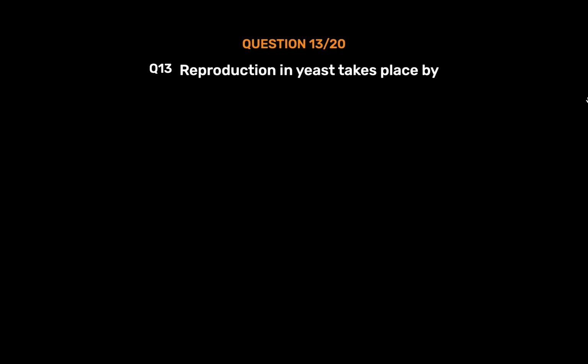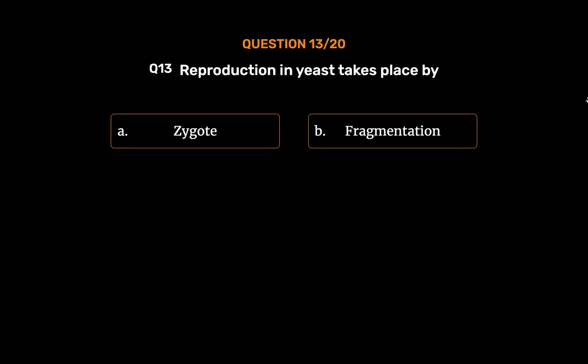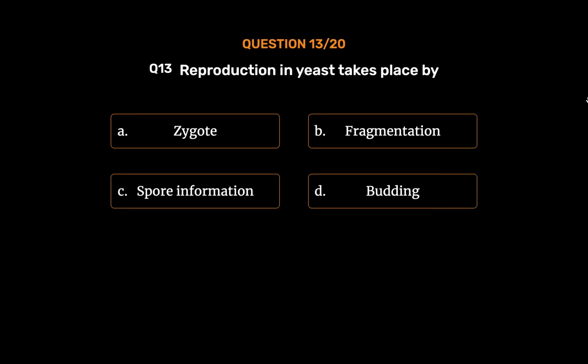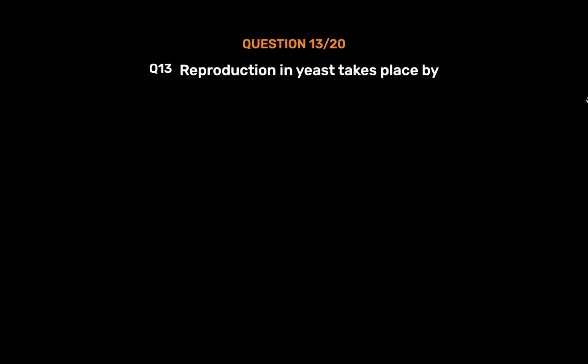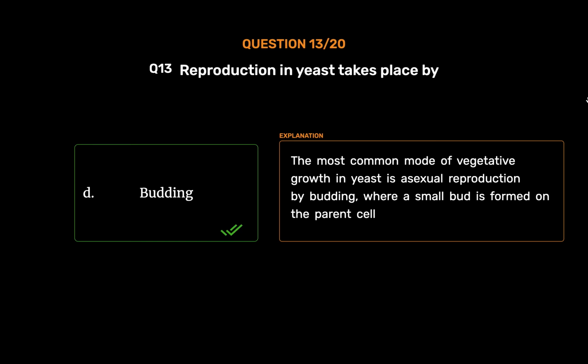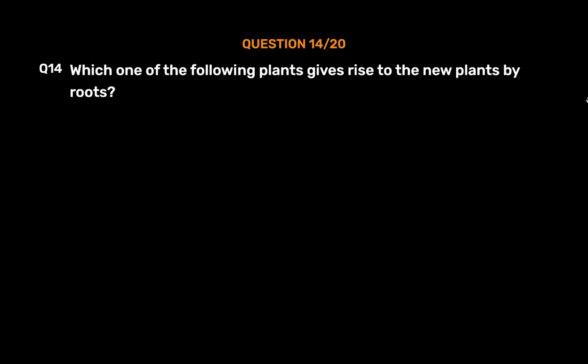Question number 13. Reproduction in yeast takes place by? Option A, zygote. Option B, fragmentation. Option C, spore formation. Option D, budding. The correct answer is option D, budding. The most common mode of vegetative growth in yeast is asexual reproduction by budding, where a small bud is formed on the parent cell.